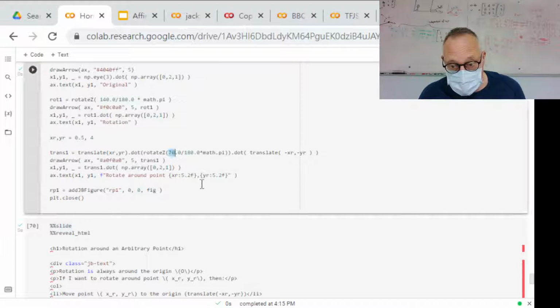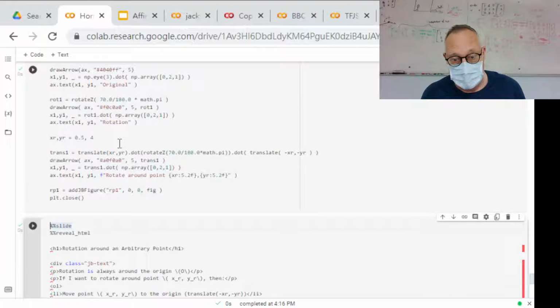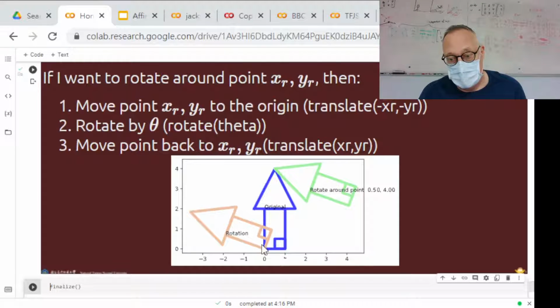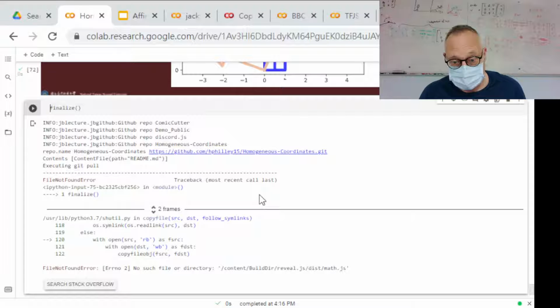Oh, but the rotation here is not 140 degrees, it's 70 degrees. So let me change that, 70 degrees. So this is rotation around the origin, this is rotation around this point here. Now let me try and finalize this.